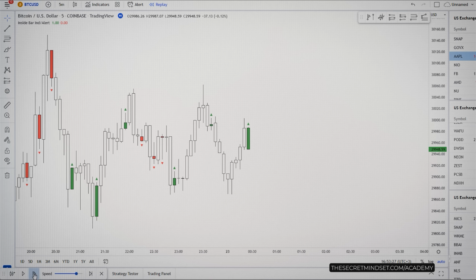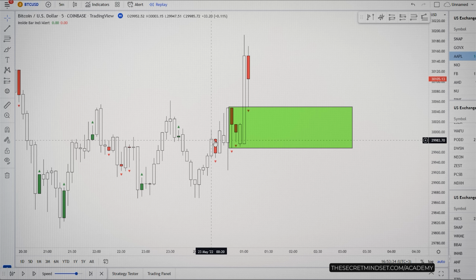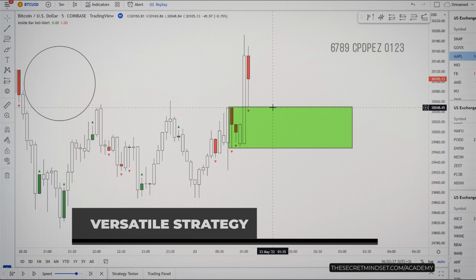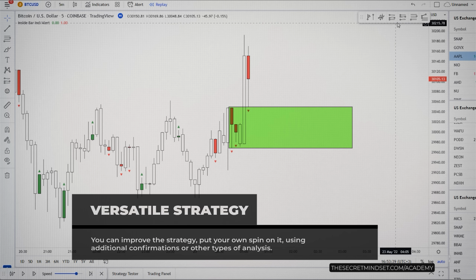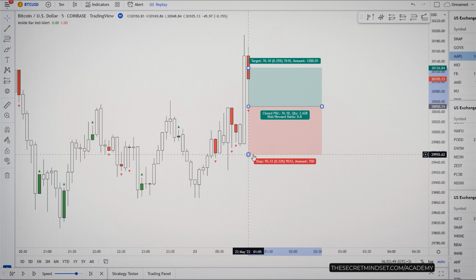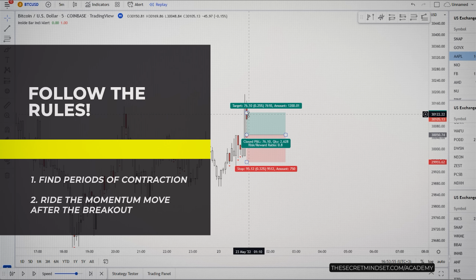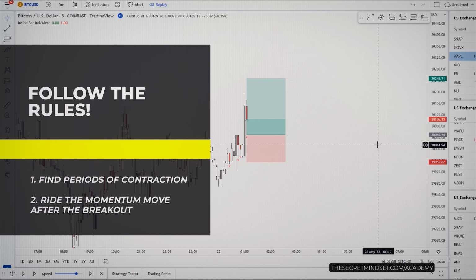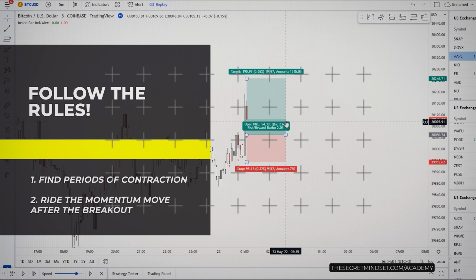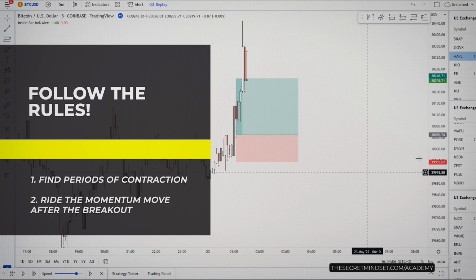This is not a perfect strategy. You will encounter losing trades, and for this reason, you can put your own spin on it, additional confirmations or other types of analysis. If you can back up consecutive inside bars with other technical tools, it might be worth opening a position. Just make sure you don't overcomplicate it and stick to the main concepts of this strategy, finding periods of contraction and ride the momentum move after the breakout.